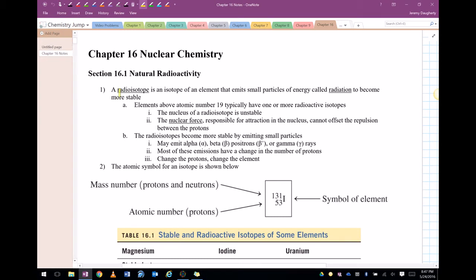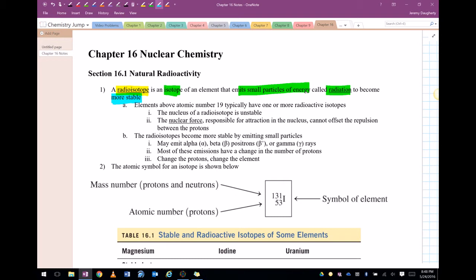So we're going to be talking about radioisotopes. A radioisotope is just a regular old isotope, but it's one that emits radiation, small particles of energy. And it does that, here's this theme again, in order to become more stable. So more stable, lower energy, all those themes that we've seen throughout the series here.